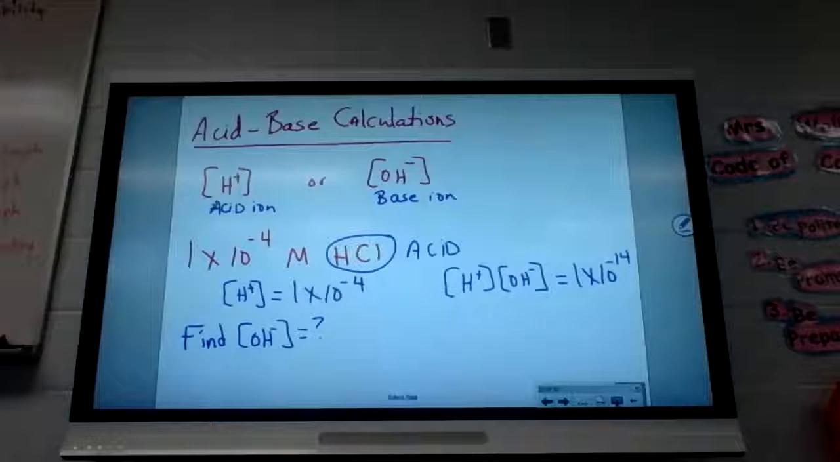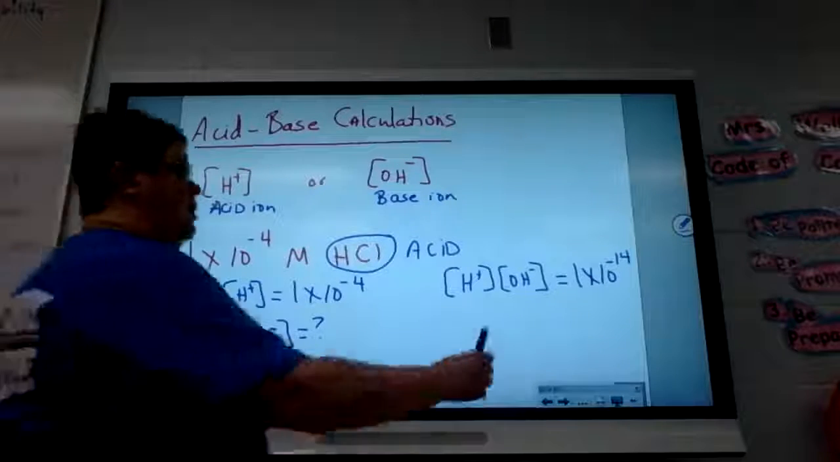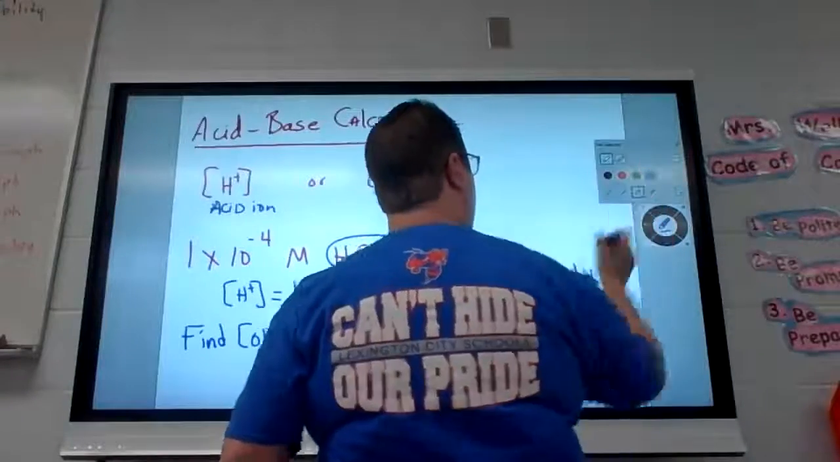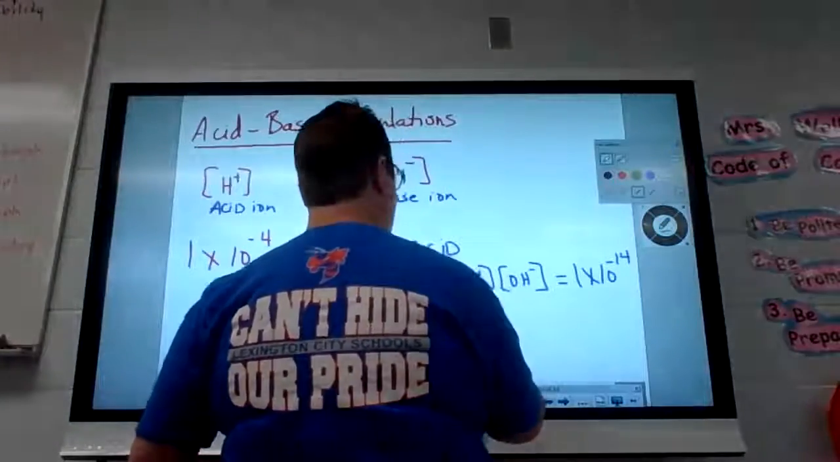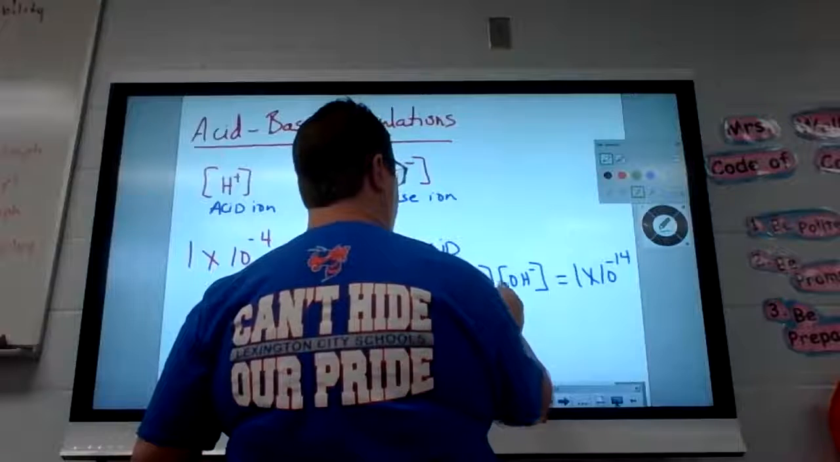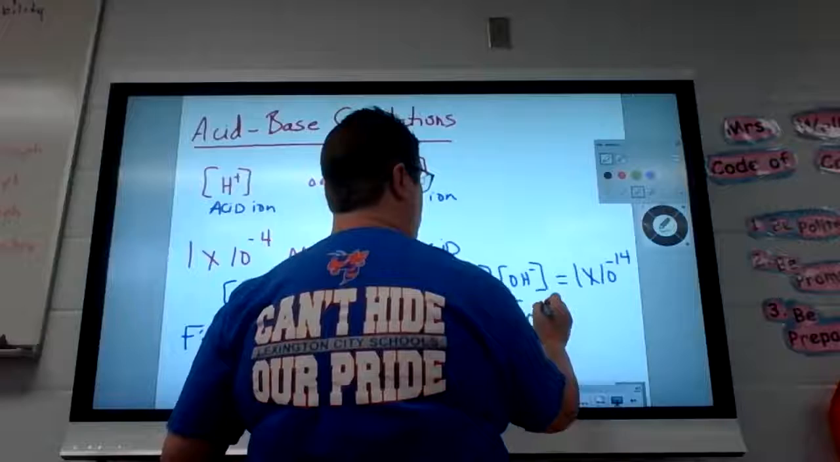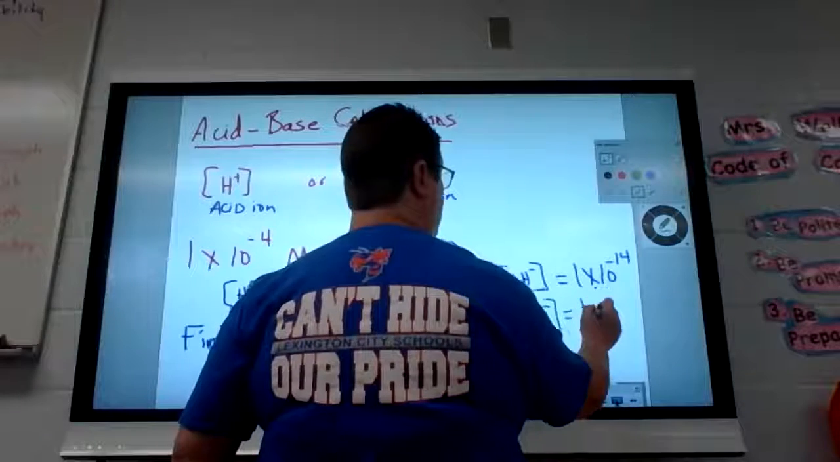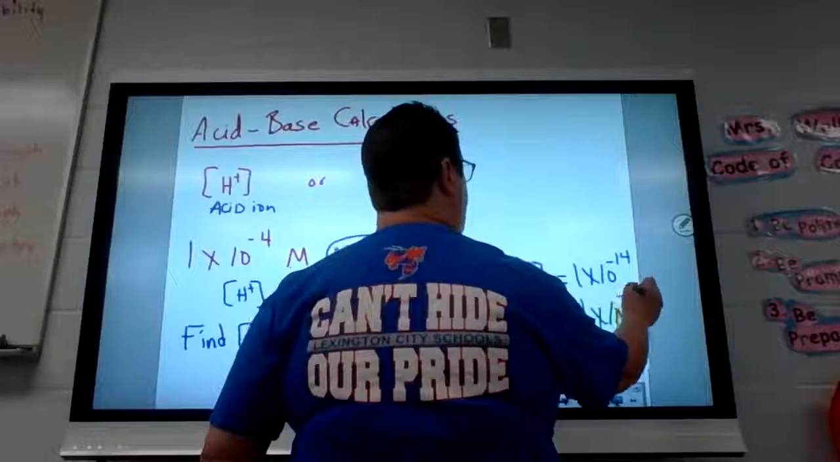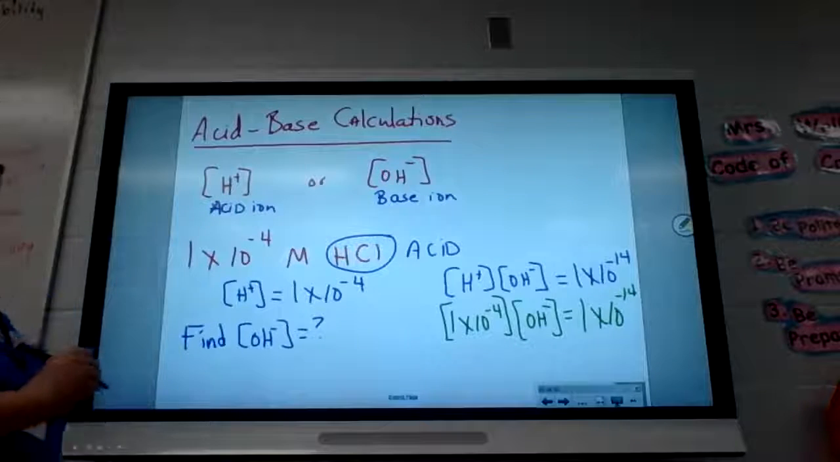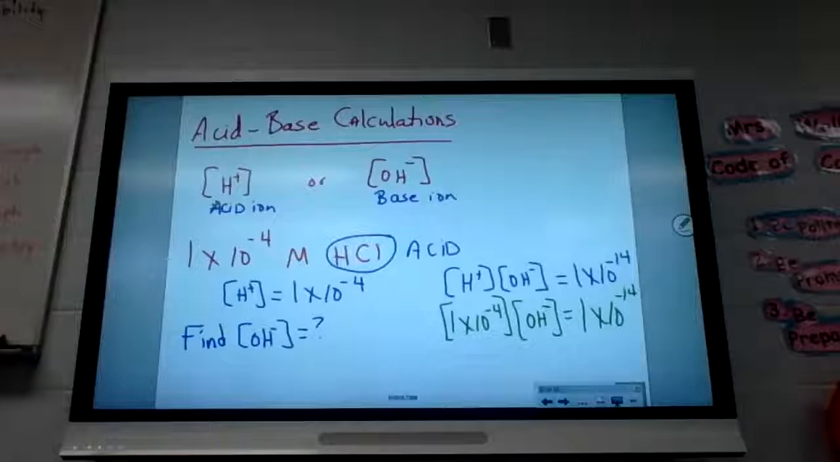Now, once you've identified that formula, all you have to do is plug in the numbers. What is H? So we're going to plug in 1 times 10 to the negative 4th. We don't know OH. And 1 times 10 to the negative 14th is a constant in the formula. So now, how do we find OH? Divide. You divide.